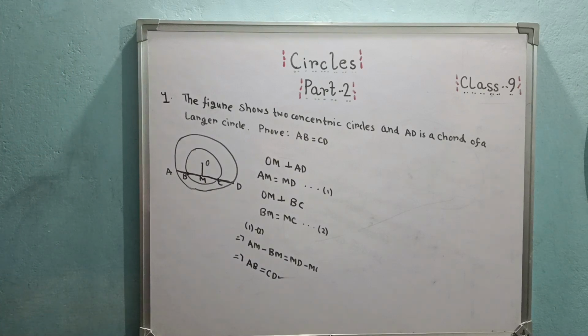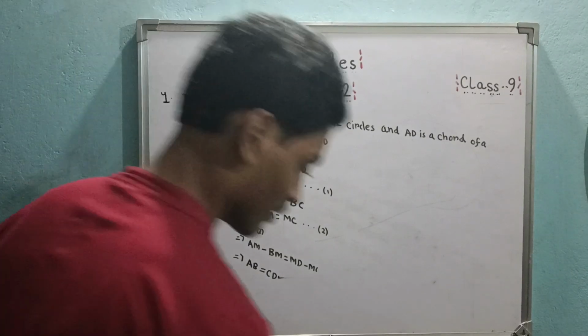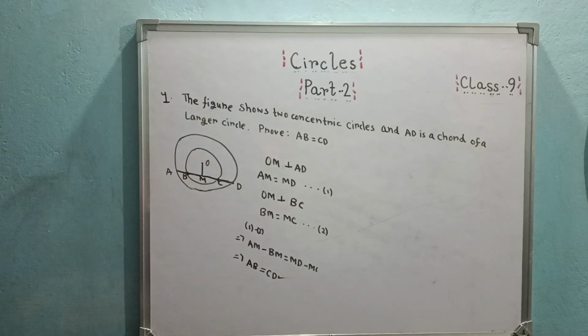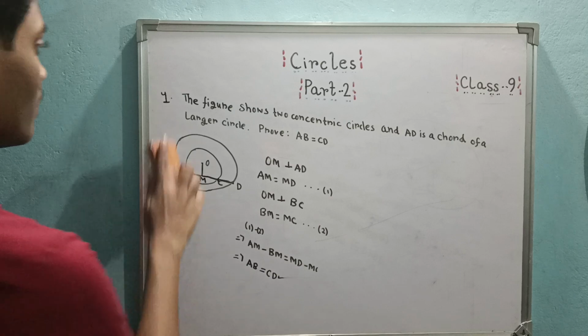This kind of question we solved in the previous video, I think, where we were given concentric circles and a chord's length. I don't remember exactly, but that's the concept. If you have watched the previous video, you can just remember the concept of chords and perpendiculars on chords. Easy. Let's proceed.